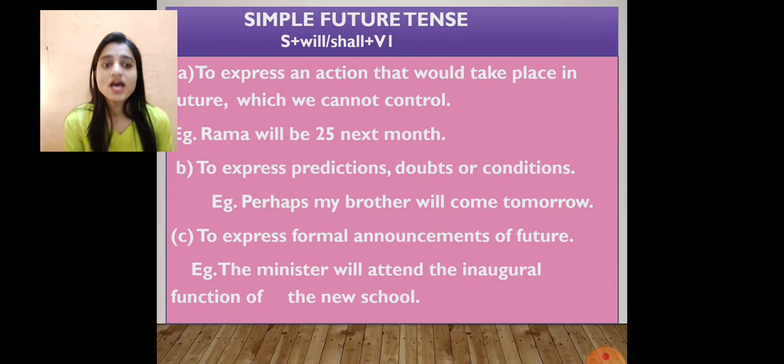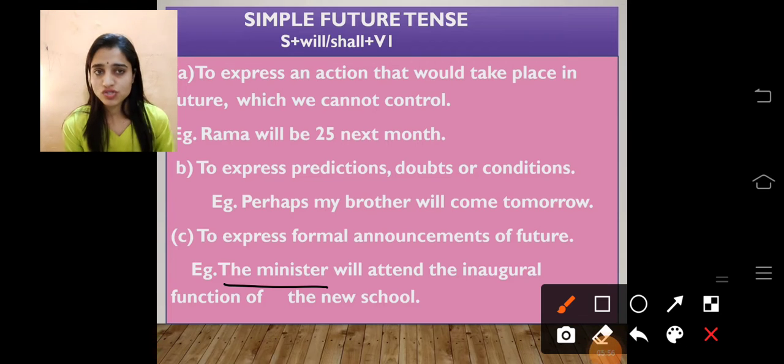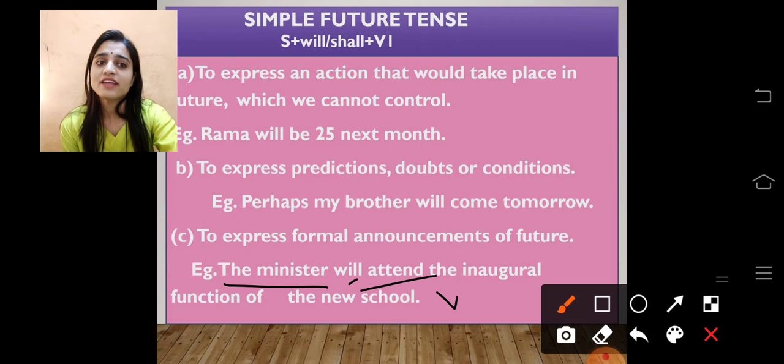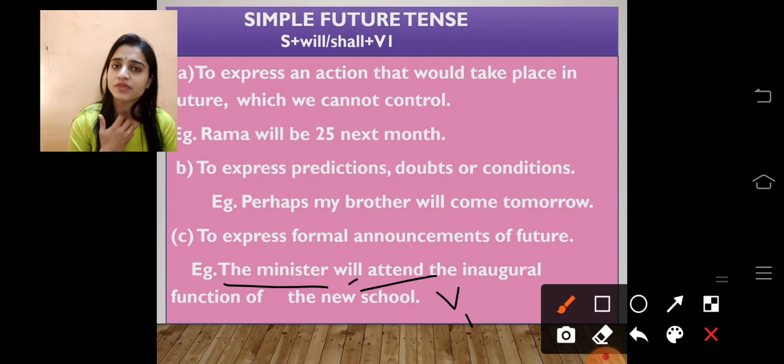So the formal announcements that you are going to make for the future, there also you use the simple future tense. If we look at the structure of the sentence, then again we have the subject, the minister will, because it is a future tense, then attend, that is the first form of the verb. So this is the structure of the simple future tense, that is you have the subject, will, shall plus first form of the verb.